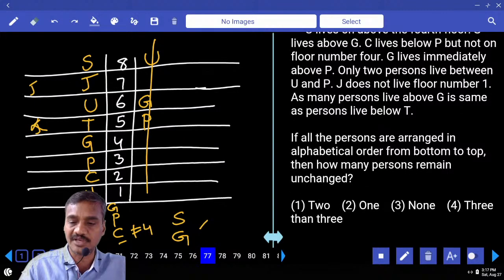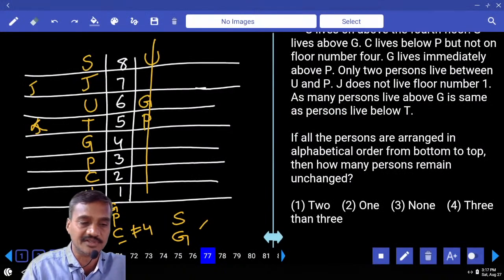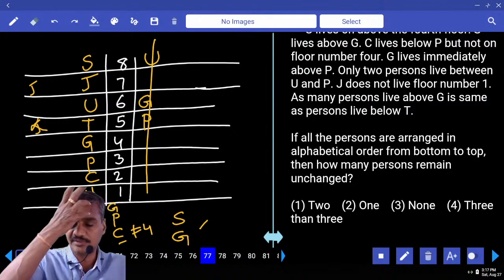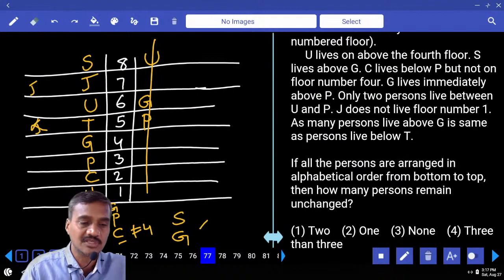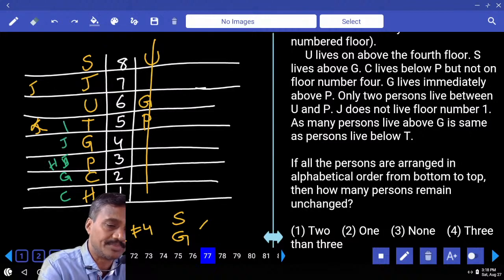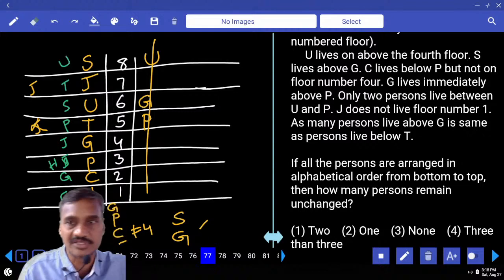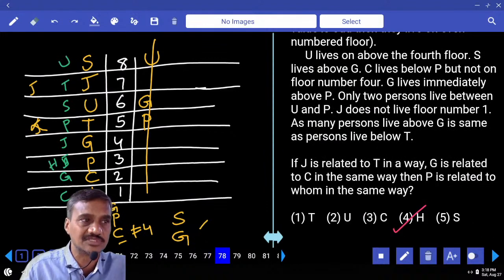And if all the people are arranged in alphabetical order from bottom to top, then how many persons remain unchanged? Yes, tell me how many of them remain unchanged here? Bottom means starting with C. Next one G, next one is H, and after this H, that is J. And next one P, S, T, and U. Now is there any person remaining at the same place? No. None of the persons remain at the same place. Choice 3, question number 77.